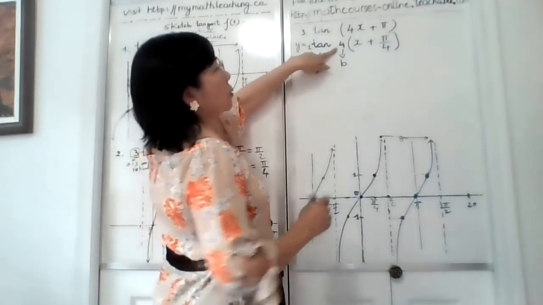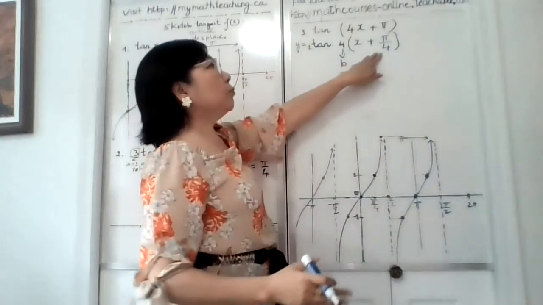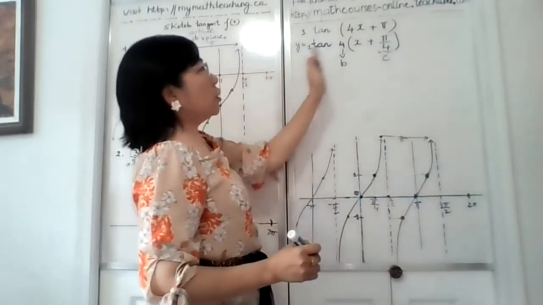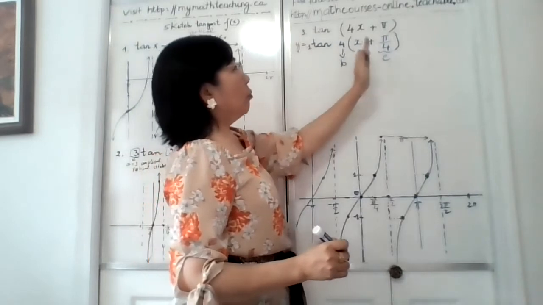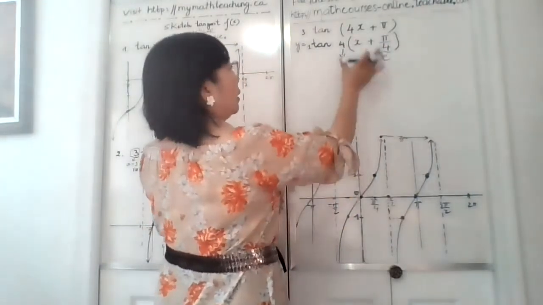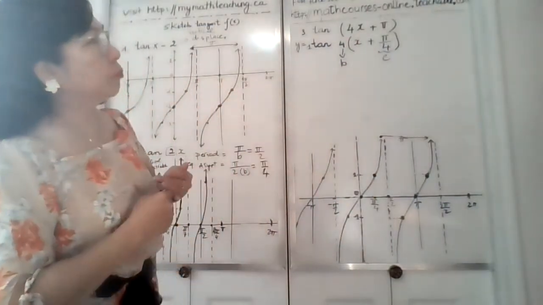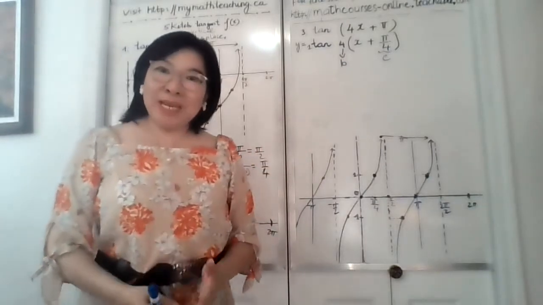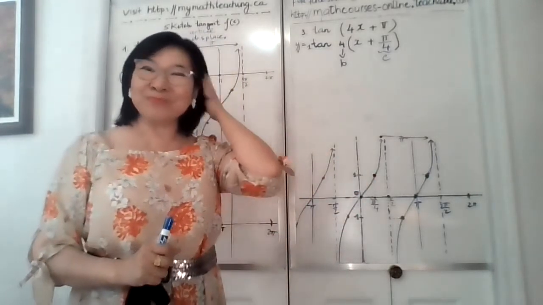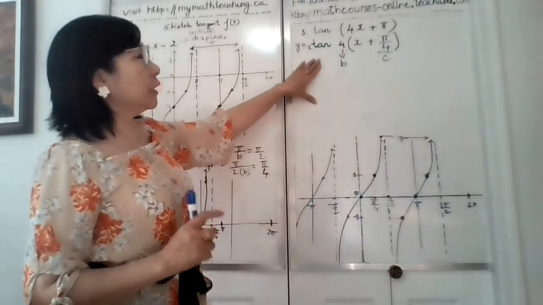Also, if you don't do this, you might think that this function shifts to the left by pi, but actually it shifts to the left by pi over four. So this is the C value, remember? And the C value is the phase shift, the horizontal shift to the left or to the right. If this is negative, you shift to the right. If this is positive, you shift to the left. And therefore, you have to change the formation of it a little bit. We call it manipulation. So in math, we can manipulate the number as long as we don't change the original value.